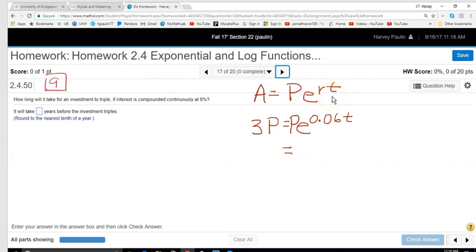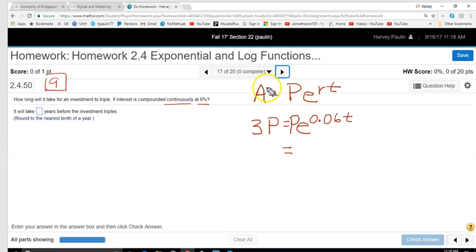Now, we did one like this in our flipped classroom video. It involves a little bit of higher mathematics, so follow along as we go over this one. If you get one like this, this is how you would do it. So there is your continuous interest formula. We want to know how long it would take, at 6%, how many years for this principal to triple.